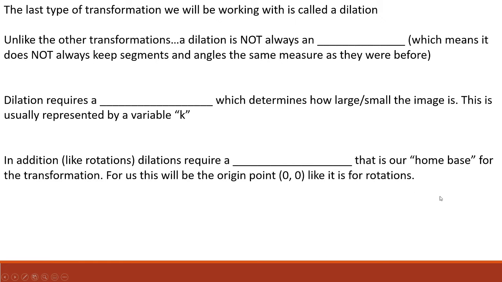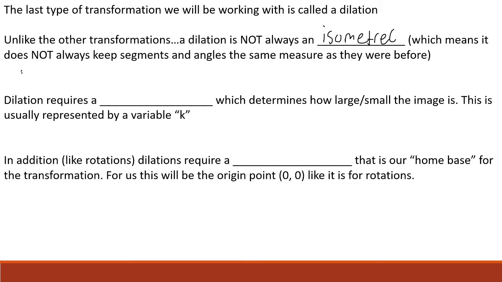So the last type of transformation, like we said here, is the dilation. And the dilation is a little bit different than the other ones. The other transformations, which were reflection, rotation, and translation, were isometric transformations, which means they preserve the congruency and the distance between the points. Dilation is not isometric, which means that it does not preserve the segment's distance.